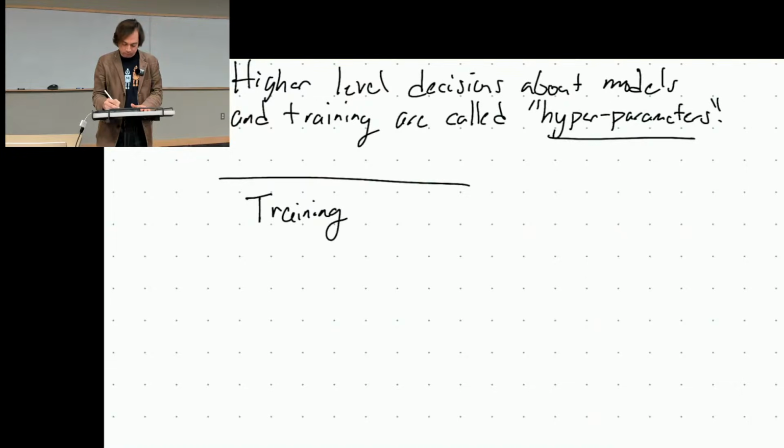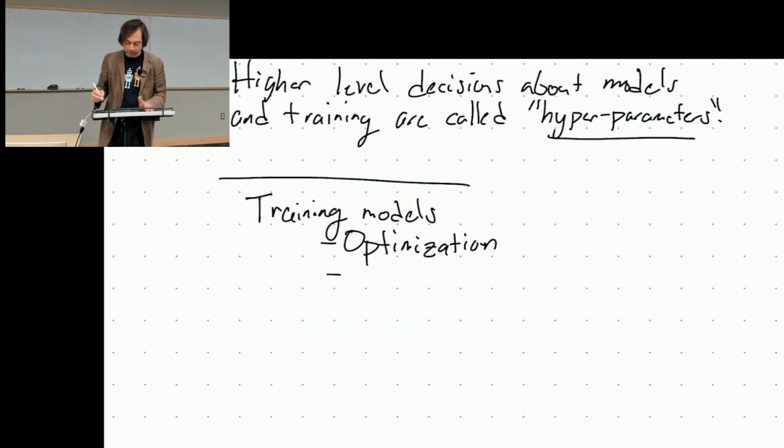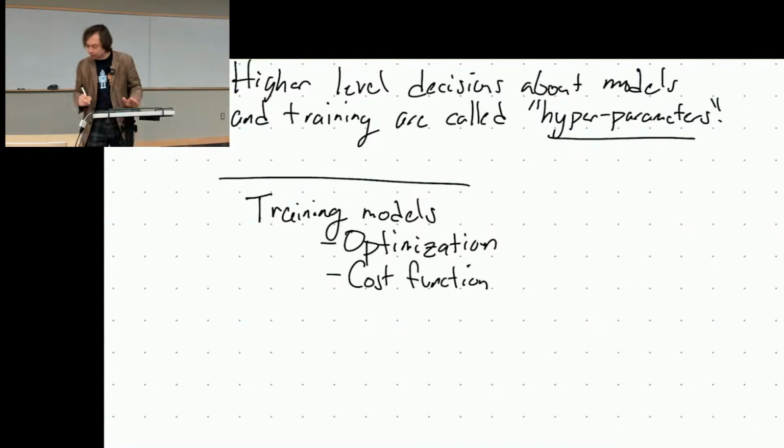Training models. This is where our optimization comes into play. Optimization. And our cost function. We talked a bit about our cost function last lecture in our introductory lecture.